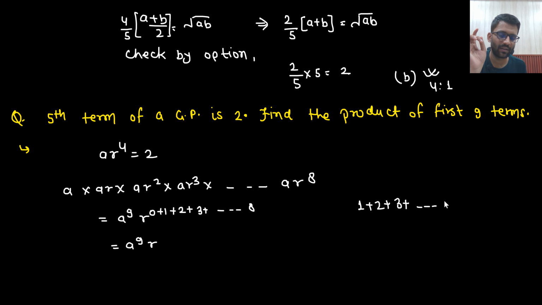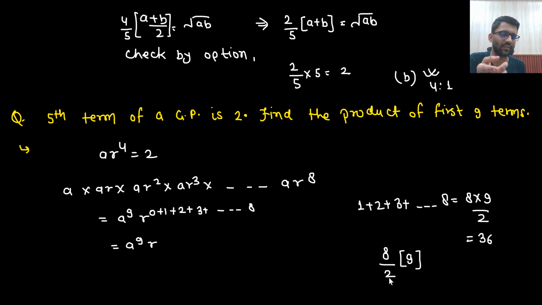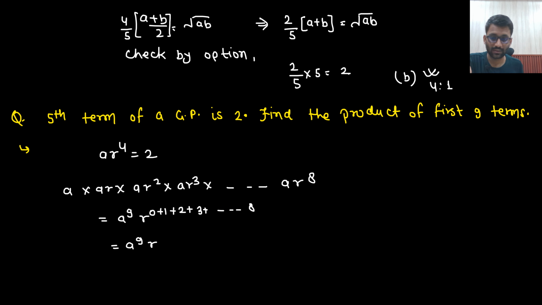You can do it, right? That is n into n plus 1 by 2. In this chapter we will see it. So 36. Or you can solve it by AP as well. How will you solve it by AP? How many terms are there? 8. 8 by 2, first term plus last term, 9. So 36. So the addition will be 36.